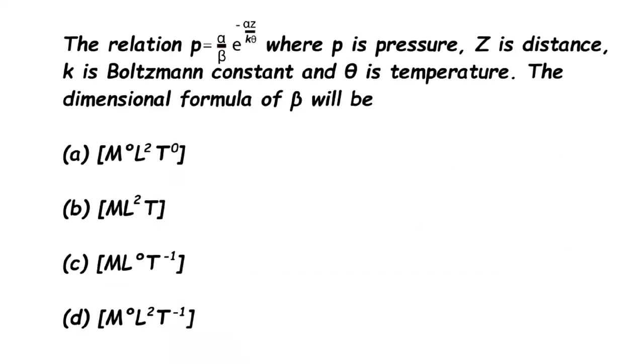The relation P is equal to alpha by beta, e raised to minus alpha z divided by k theta, where P is pressure, z is distance, k is Boltzmann constant and theta is temperature. The dimensional formula of beta will be: option A, M raised to 0 L raised to 2 T raised to 0; option B, M L square T; option C, M L raised to 0 T raised to minus 1; and option D, M raised to 0 L square T raised to minus 1.